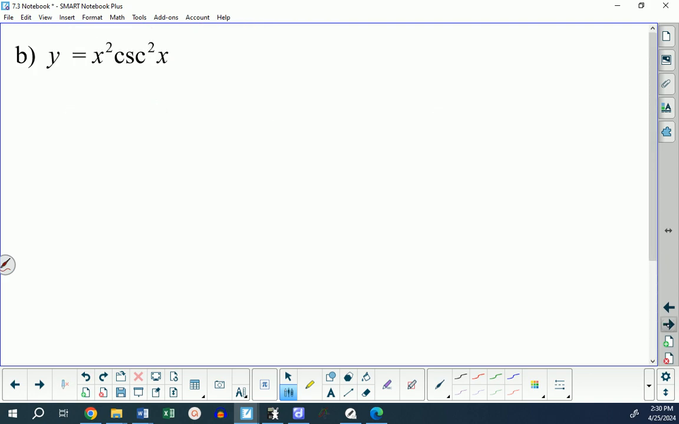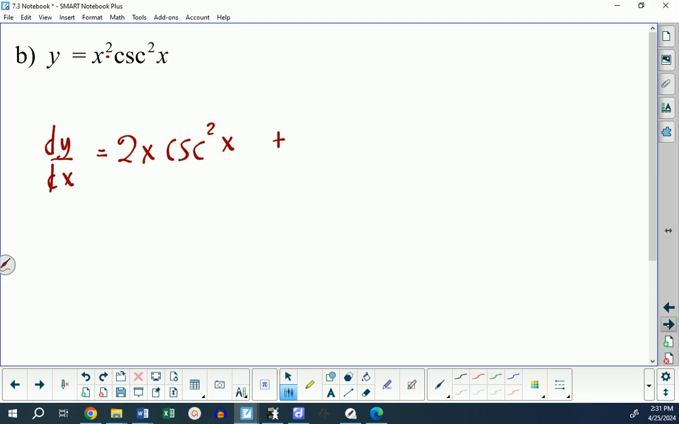What do we got here? x squared cosecant squared of x. So a mixture between, say, a polynomial part, x squared, a polynomial factor, and cosecant squared of x, a trigonometric. So we're going to have to use the product rule, the product, of course, being the product of x squared and cosecant squared. The derivative of the first is 2x times the second, which is cosecant squared of x. We're okay with that, I hope.